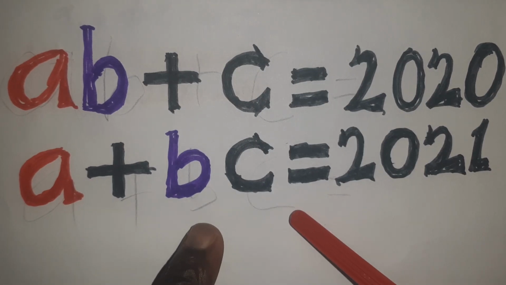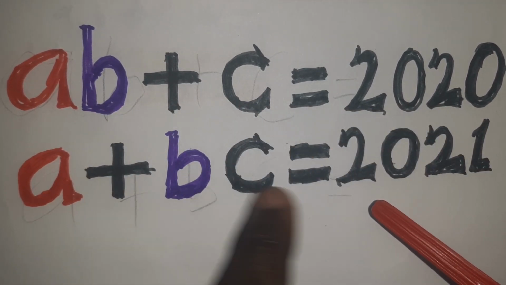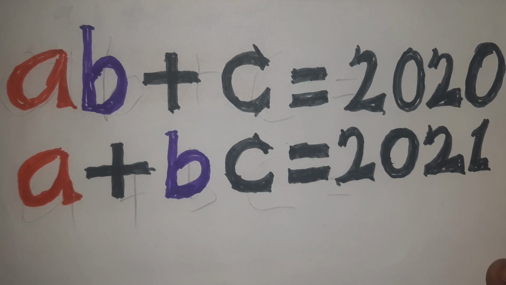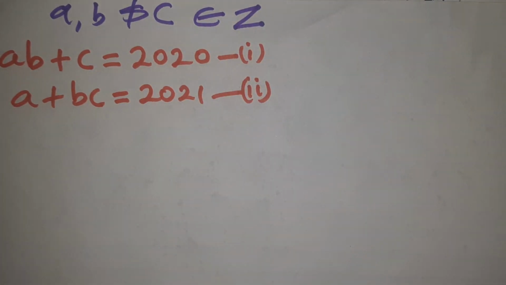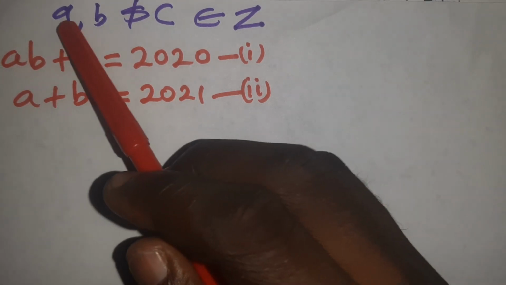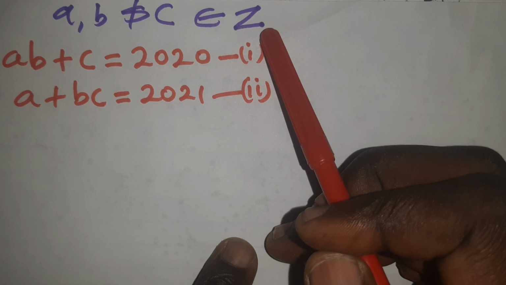Okay, so we have this interesting Olympiad question here. It says AB plus C equals 2020 and then A plus BC equals 2021. So let's dive right in. But there's a condition there. The condition is that A, B, and C belong to the integers.